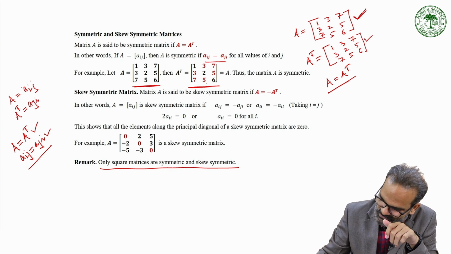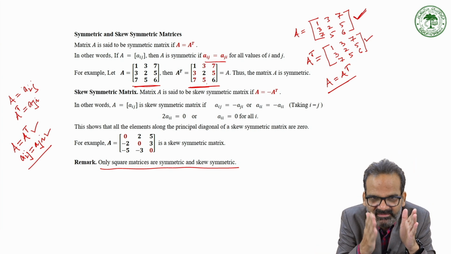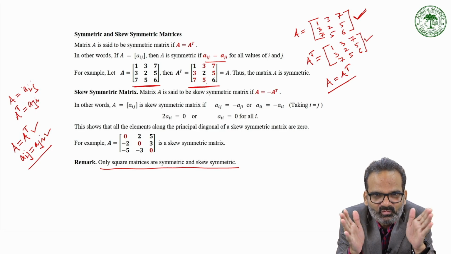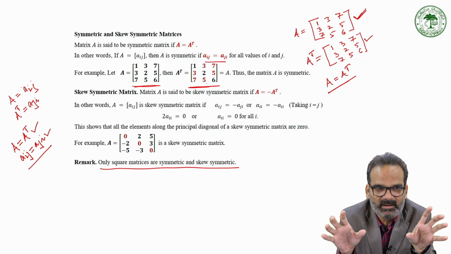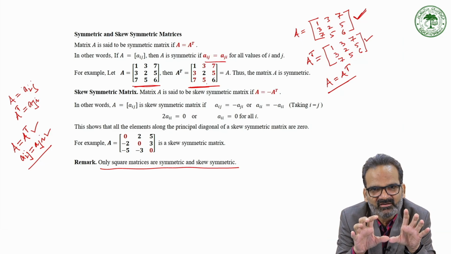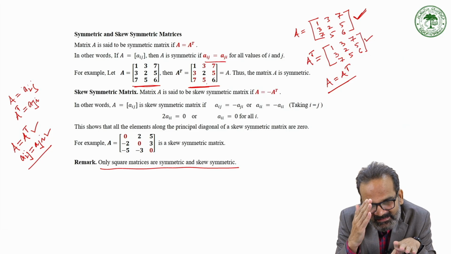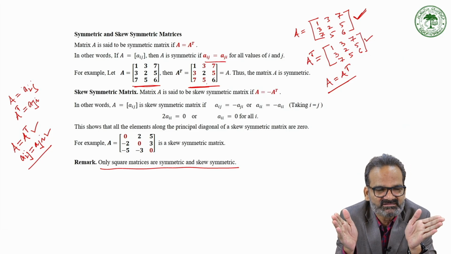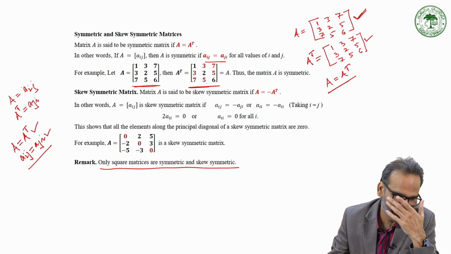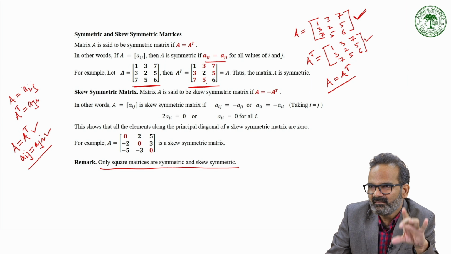What I told you in the beginning, symmetry means if an object is divided in between into two equal parts, then both the parts must be replicas of each other. This is the meaning of symmetry. So see, only square matrices can be divided in between into two parts. Rectangular matrices cannot be divided, and a square matrix can be divided into two equal parts through its diagonal elements.